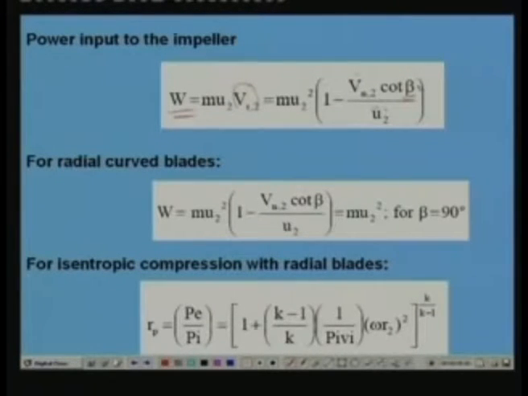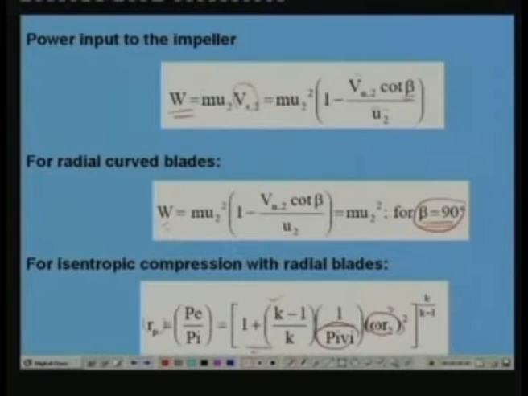Then we have extended this and derived the equation for an impeller having radial curved blades, and I have explained in the last class that for radial curved blades the angle beta is equal to 90 degrees. Once the angle beta becomes 90 degrees, you can see that the power input is equal to m dot into U2 square, or the specific power input or specific compressor work is simply equal to U2 square. For isentropic compression with radial blades, we have derived this equation, which gives the ratio of the exit pressure to the inlet pressure as a function of the inlet parameters Pi, Vi, isentropic coefficient K, and the tip speed omega into R2 square.